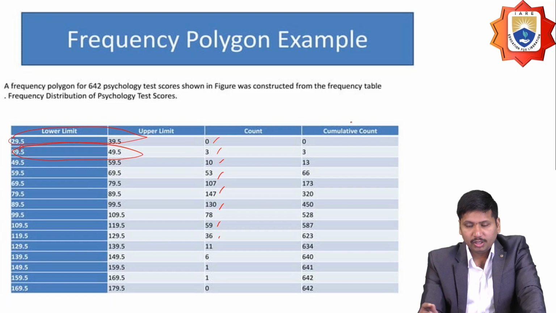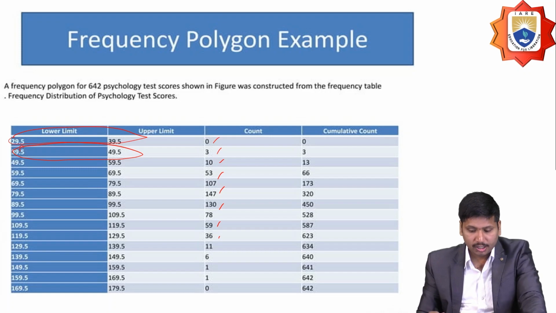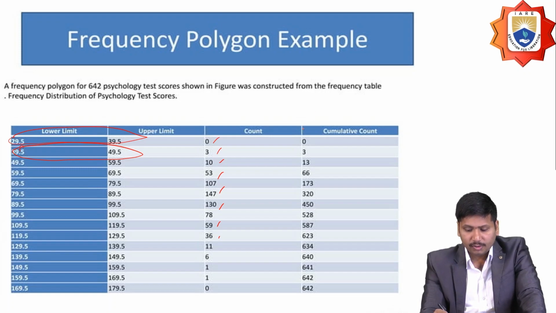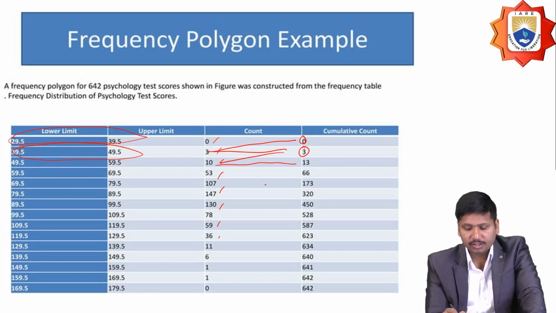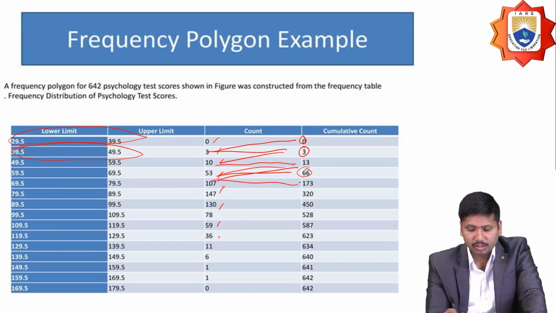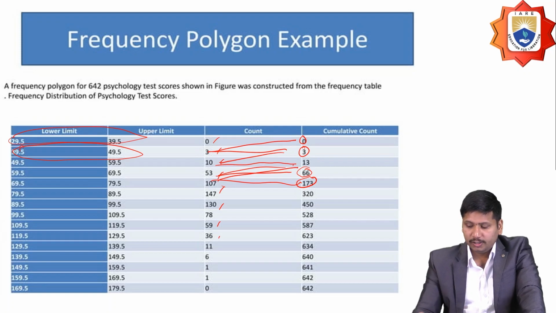Once that is known, then we have to calculate the cumulative count. The initial value is 0, and the next value is obtained by adding 0 plus 3. Then the next, 13, is obtained by adding the next frequency value to the previous value. And this one is obtained by adding 13 plus 53, how much, 66. And 66 plus 107 should be 170. So like this I can get the cumulative count frequencies for constructing the frequency polygon.